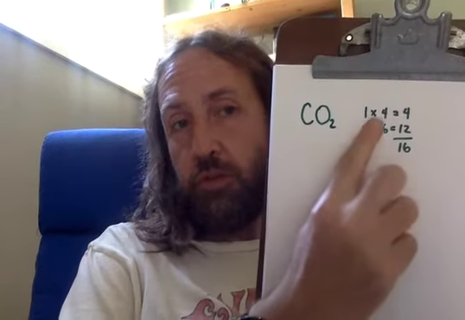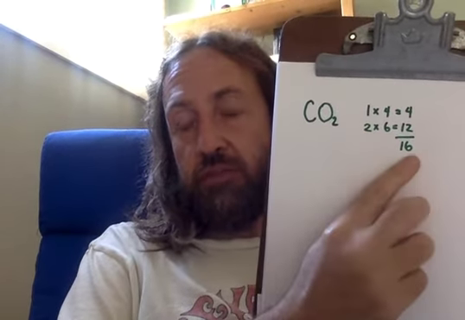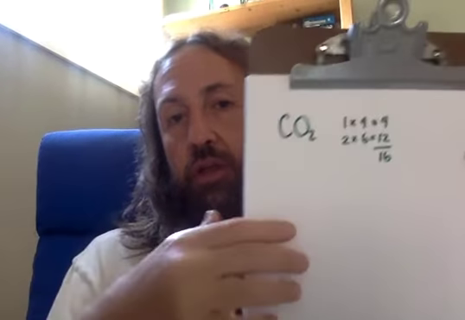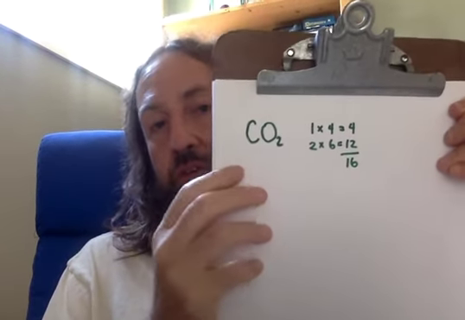So we've got one carbon, and it has 4 valence electrons, so 1 times 4 is 4. We've got 2 oxygens. Each has 6 valence electrons. 2 times 6 is 12. You end up with 16 total electrons. So this has 16 valence electrons that we're going to put into play to make our structure.